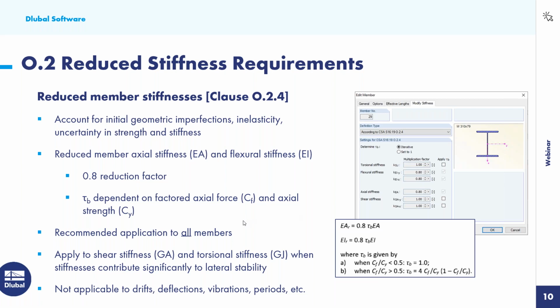Now, it must be noted that the stiffness reduction should not be applied when we're considering drift, deflections, vibrations, periods, and so on. So what this means for us today is that for our serviceability load combinations, we should be considering the full stiffness of the member rather than reducing the member stiffness according to clause 8.4 here.